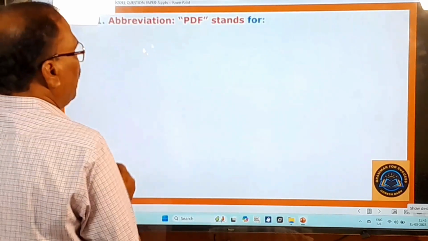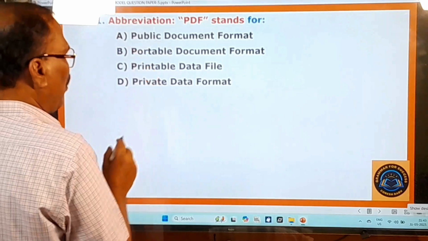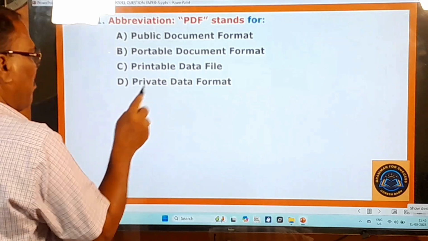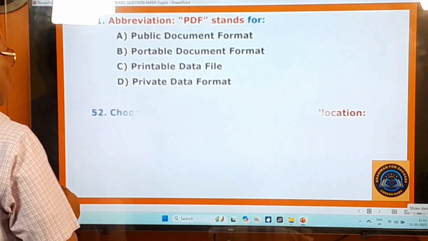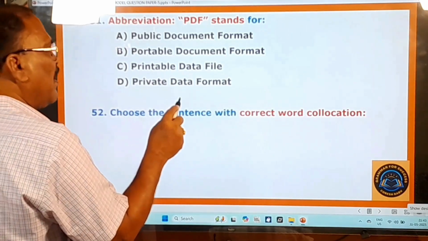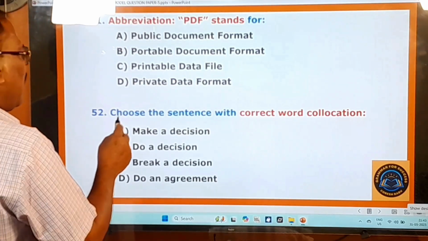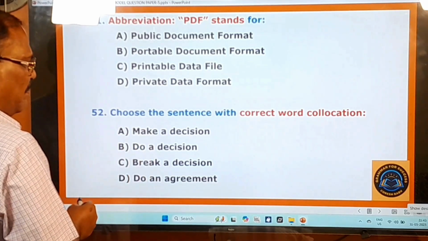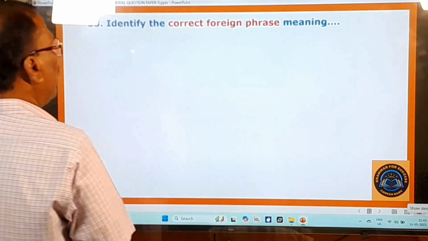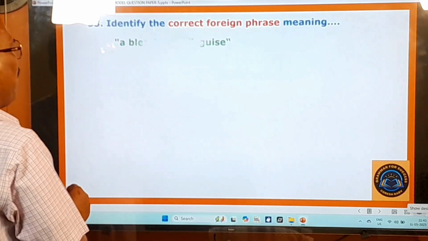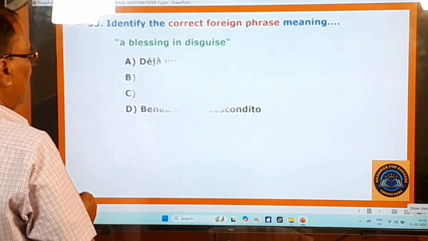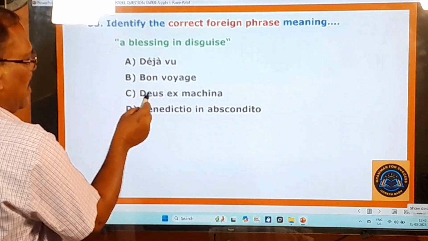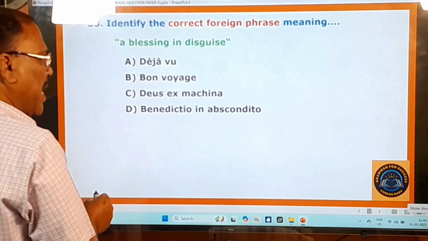51st question. Abbreviation. PDF stands for public document format, portable document format, printable data file, private data format. 52nd question. Choose the sentence with the correct word collocation. Make a decision, do a decision, break a decision, do an agreement. 53rd question. Identify the correct foreign phrase meaning a blessing in disguise. Déjà vu, bon voyage, Deus ex machina, benedictio in abscondito.